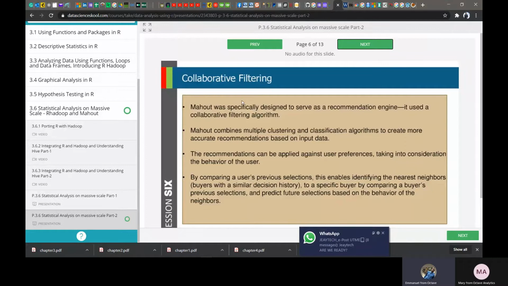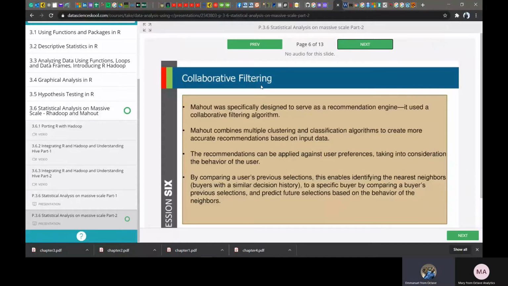So ML combines multiple clustering and classification algorithms to create more accurate recommendations based on input data. Examples of those recommendation engines are what YouTube actually uses, and even some retail stores. You go on YouTube, watch some set of videos and log off. By the time you come back, you'll be surprised at the kind of videos YouTube recommends for you. Like, wow, how did they know that I would love this kind of video?